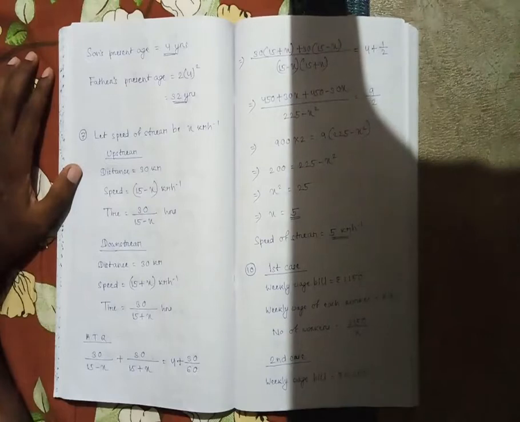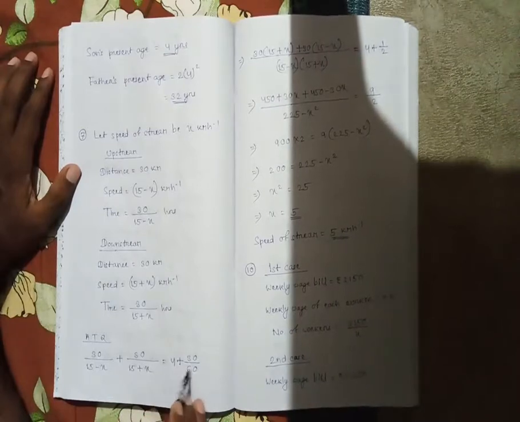30 by 15 minus x plus 30 by 15 plus x is equal to 4 hours 30 minutes. So 4 plus 30 by 60, minutes we have to convert to hours.